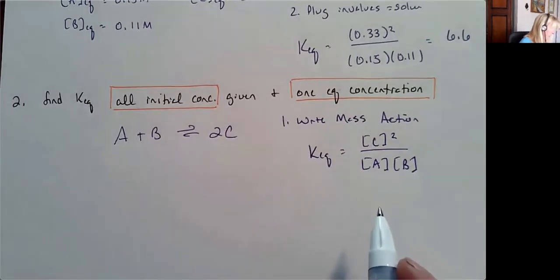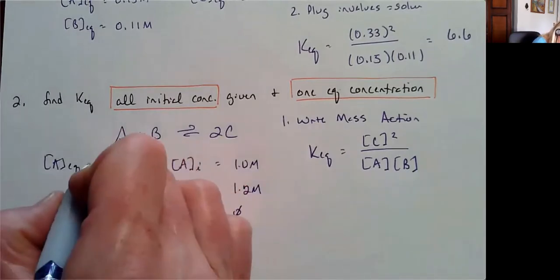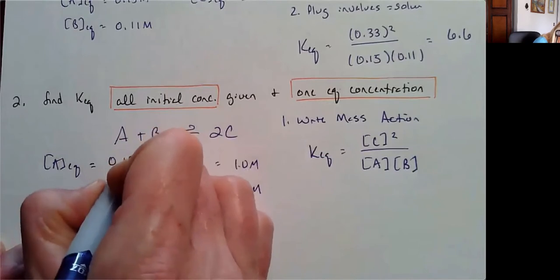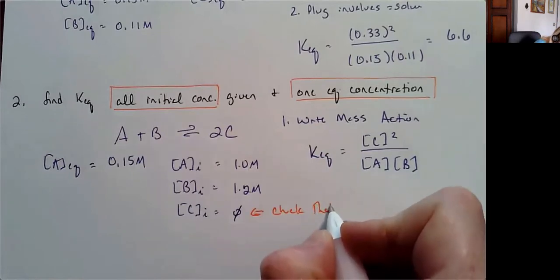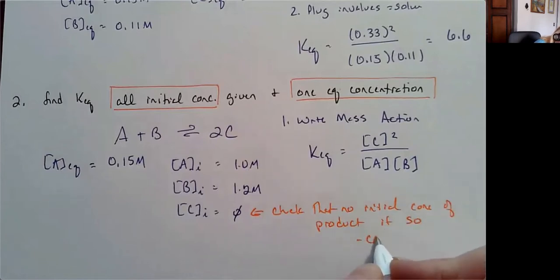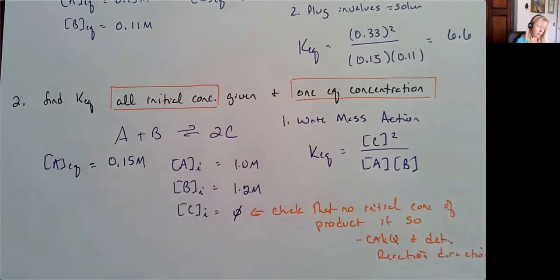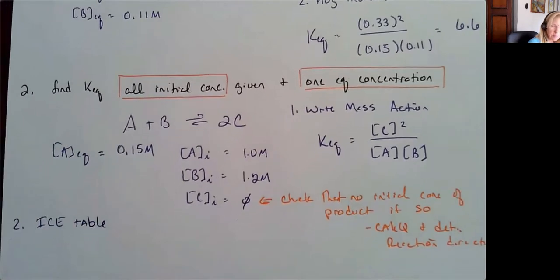And now I'm going to give you my initial concentrations here. I don't have any initial starting concentration of C, and my equilibrium concentration of A is 1.5 molar. In this scenario, I'm going to check to make sure that there's no initial concentration of a product. If so, I need to calculate Q and determine reaction direction, and we'll come back to an example of that. But since it's 0, I don't have to worry about that. I'm going to set up an ICE table. So I wrote my law of mass action, and now I'm going to set up an ICE table to track what my changes are.